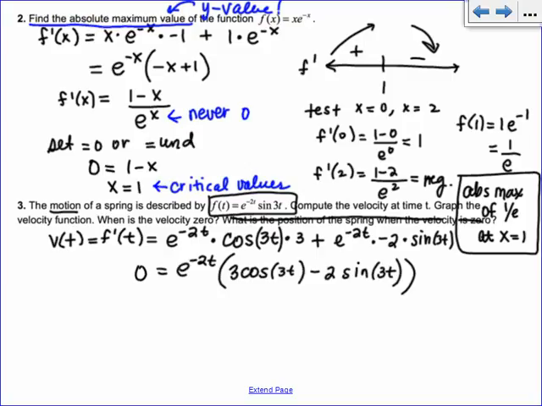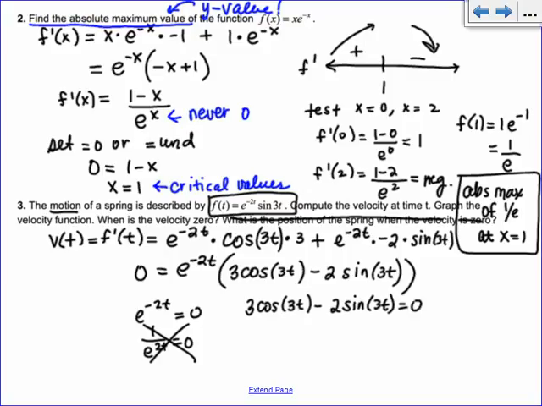So we want to find when our velocity is equal to 0. It's kind of tricky. This first part is e to the negative 2t. Is that ever equal to 0? No, it's not, because it's like 1 over e to the 2t equals 0. That's never equal to 0, so that doesn't work. So the next one is finding when 3 cosine of 3t minus 2 sine of 3t is equal to 0. Okay, that one you could do by hand. It's just kind of messy, so we're going to use our calculator. So what I want you guys to do is put this in for y1. Everybody do this along with me.